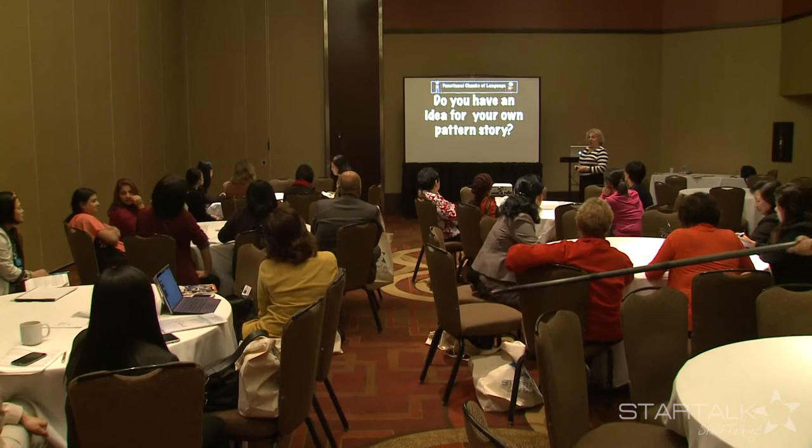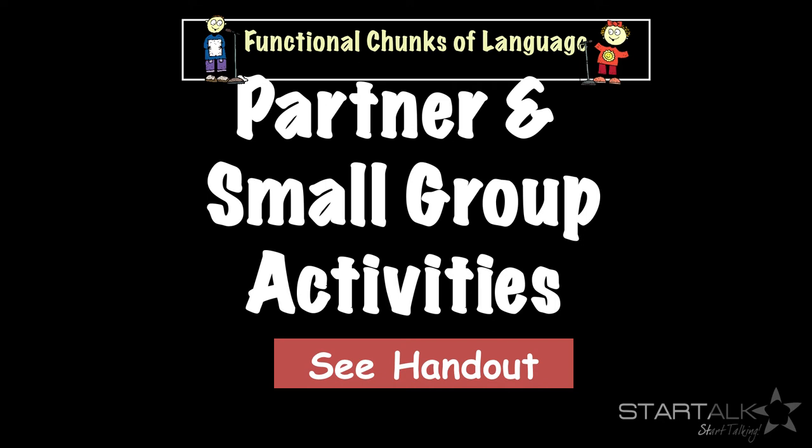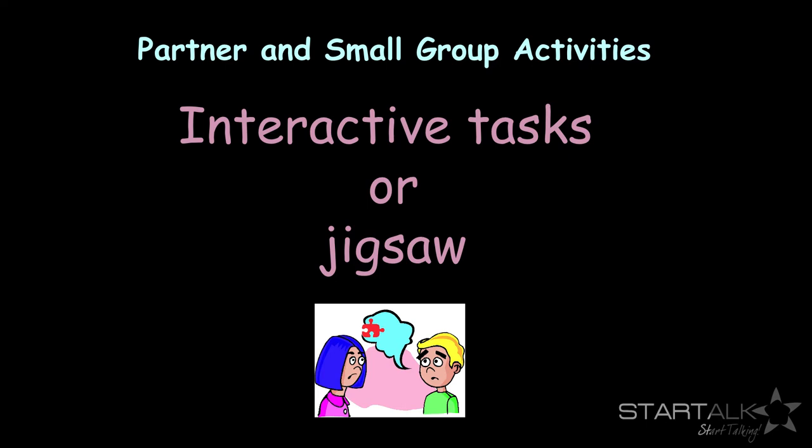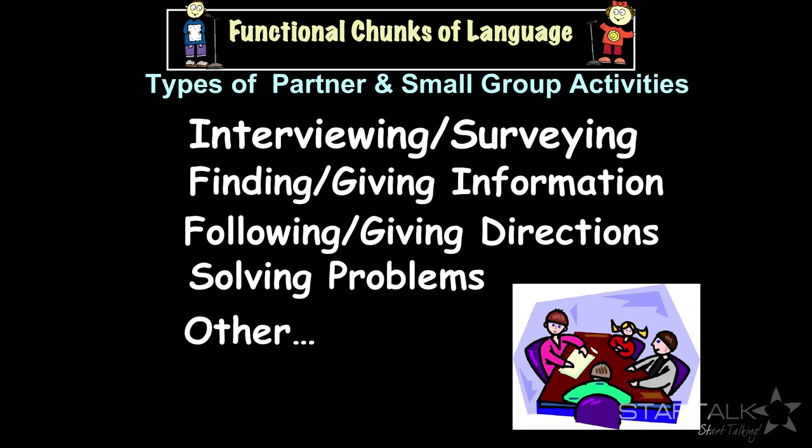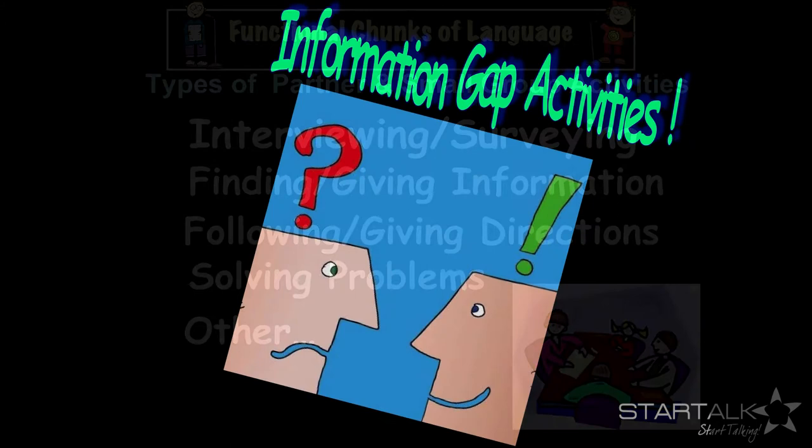So let's just take a look at the last part, and it's partner activities, and basically the very simple structured kind, and the idea is where there's an interactive task or an information gap. An information gap, meaning that I know something you don't know, you know something I don't know, and we have to talk to each other. So interviewing, finding and giving information, following and giving directions. All these are simple tasks that contain these functional chunks of language and in solving problems and many others. So here we go, information gap activities.